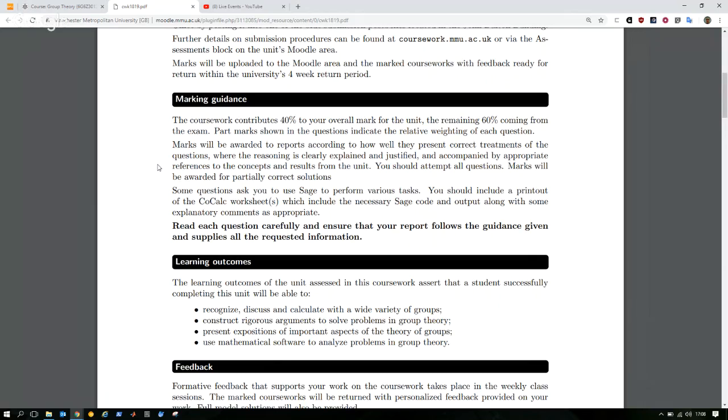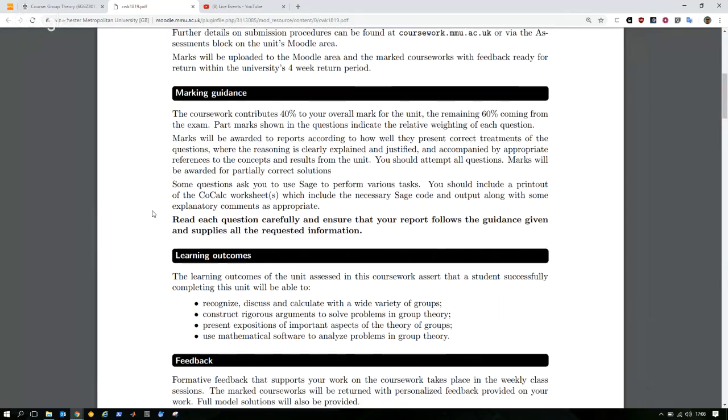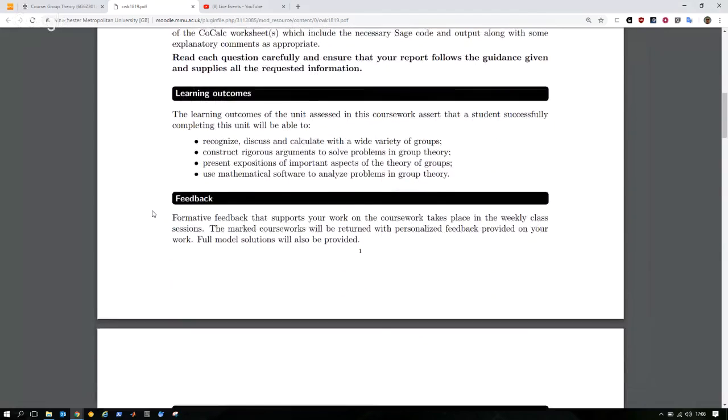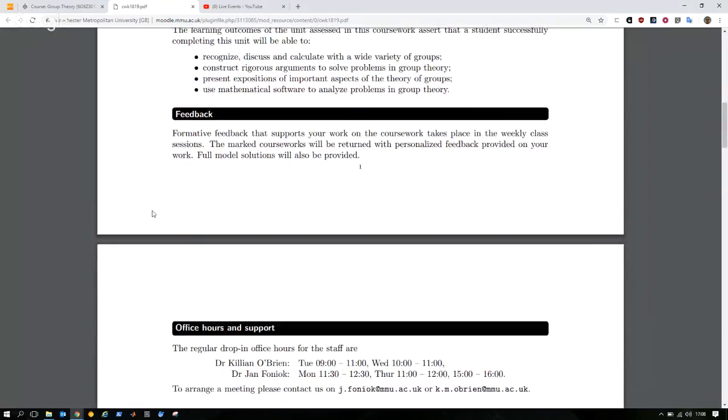Okay. Some of the questions ask you to include a bit of work with Sage, and so you should, depending on the question as appropriate, include a printout or some kind of nice export of the worksheets showing the code you've used and the output or samples of the output. Read each question carefully and follow the guidelines. And we'll endeavour to have it marked and returned to you in the usual period.